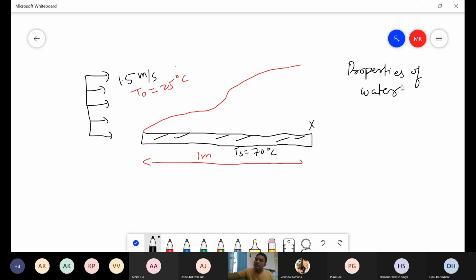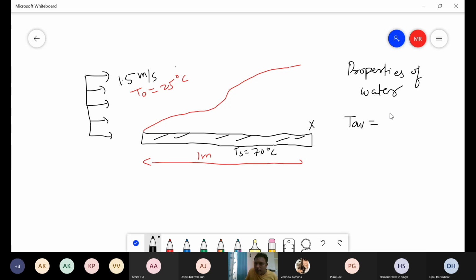Okay, so now the properties of the water we have to obtain. The question is at what temperature? Because the free stream temperature is 25 degrees Celsius. The temperature of the hot plate is 70 degrees Celsius, isn't it? So which temperature we have to use? Are you getting the point? So the temperature in such cases is taken as an average temperature, isn't it? So the average temperature in this case is going to be what?